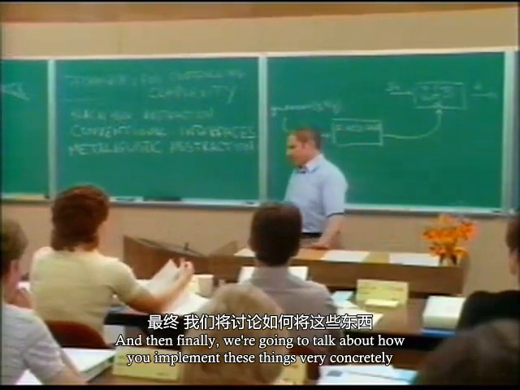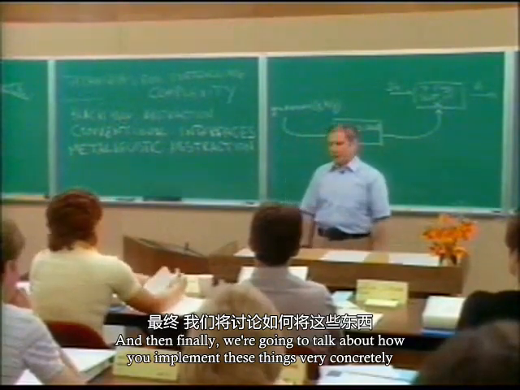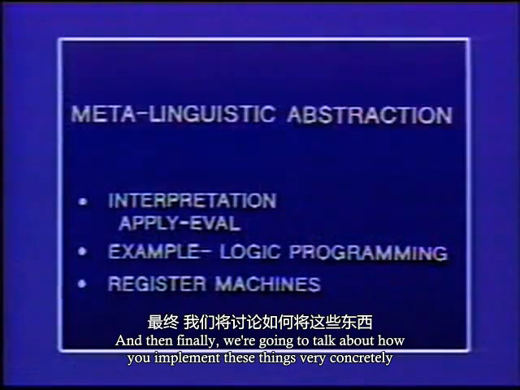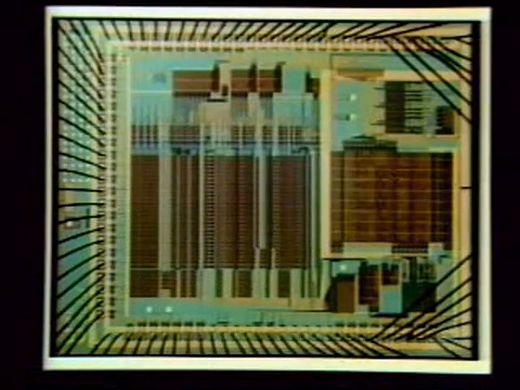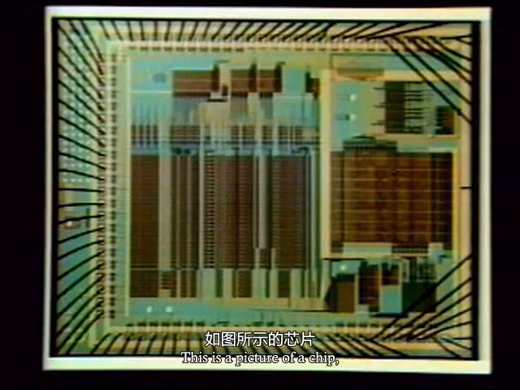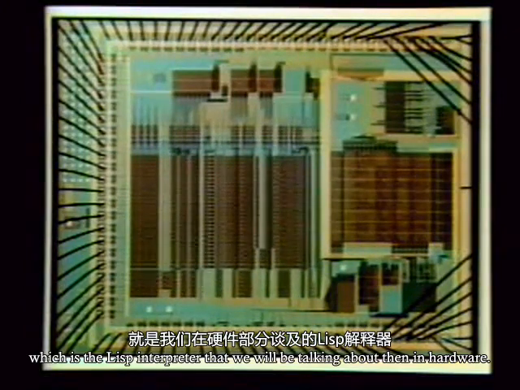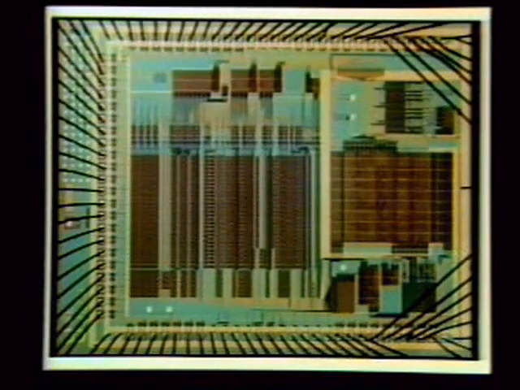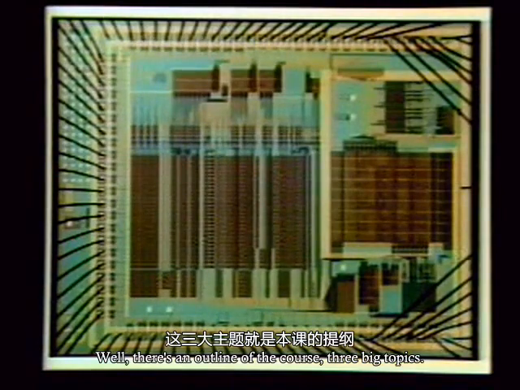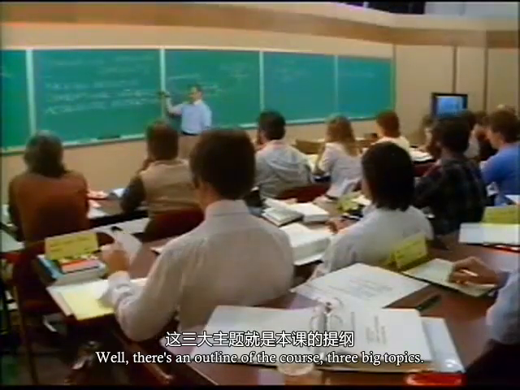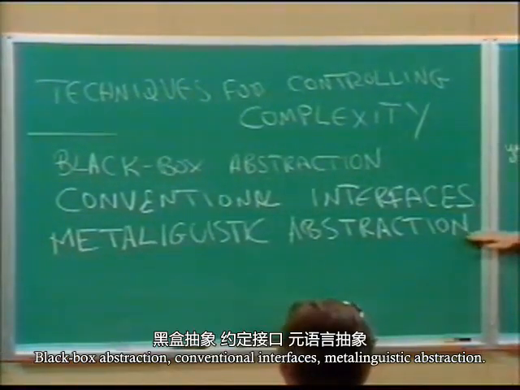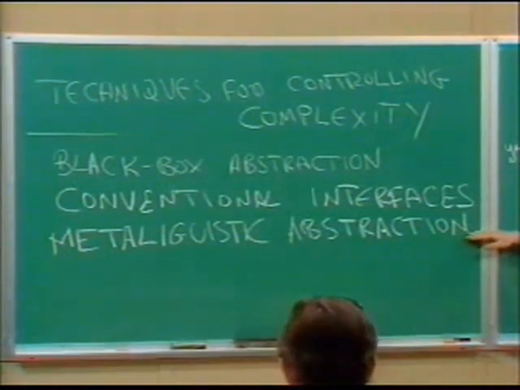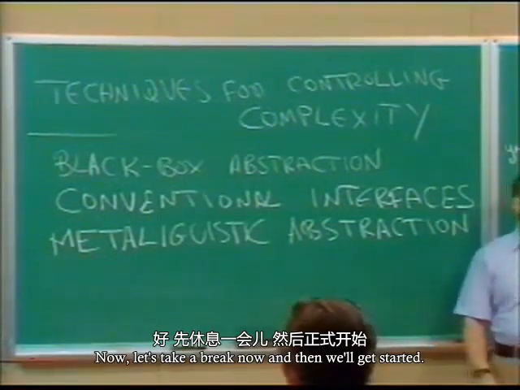And then finally, we're going to talk about how you implement these things very concretely on the very simplest kind of machines. Even we'll see something like this, which is a picture of a chip, which is the Lisp interpreter that we will be talking about, done in hardware. Okay. Well, there's an outline of the course, 3 big topics: black box abstraction, conventional interfaces, metalinguistic abstraction. Now let's take a break now, and then we'll get started.